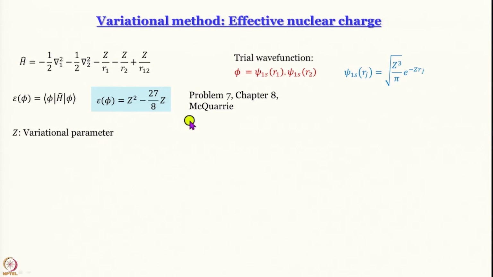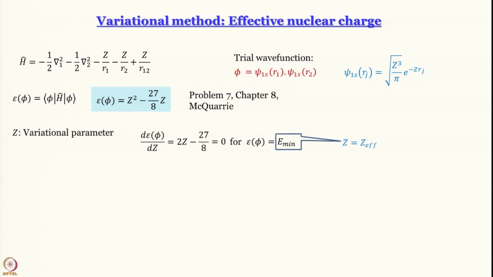This is the expression for the functional. So, what is the next thing to do? I want to find the minimum of the functional epsilon. So, I have to take the first derivative with respect to Z and equate to 0. What is the first derivative? 2Z minus 27 by 8, right. First derivative of epsilon with respect to Z is 2Z minus 27 by 8, very easy, and that is going to be equal to 0 for us to get the minimum value of the functional epsilon. Okay. As we have said, that would be the upper limit of the energy calculated for the system.